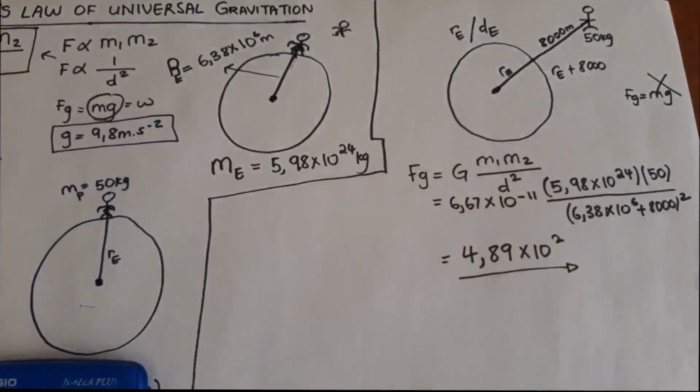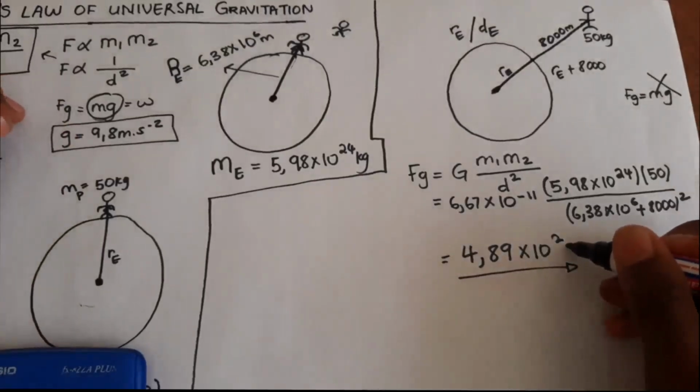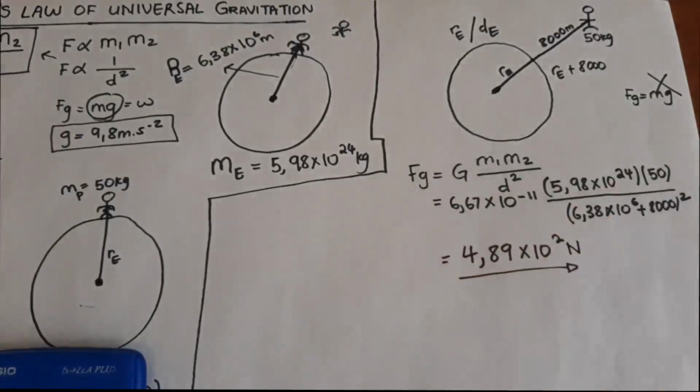And that's our force that is being applied, or the force of pulling by the earth to that person. So the earth is pulling that person by 4.89 multiplied by 10 squared newtons. Please don't forget the units, guys, for that force of the pull. I hope I punched my calculator in a correct way. That's how it goes. Thank you so much. So let's move now to other calculations.